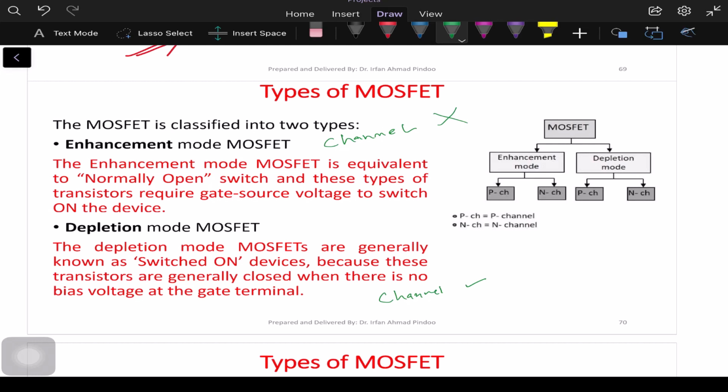So that's why this device, depletion mode, is called a switch on device, or you can say normally on device, and enhancement mode is called a normally off device, because we have to create the channel by ourselves. So once we deal with the working, these things will be more and more clear.